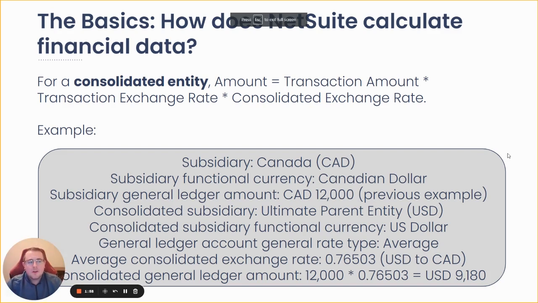So when it comes to a consolidated entity, NetSuite still takes the transaction amount and multiplies it by the transaction exchange rate. But it goes one step further and multiplies that number by the consolidated exchange rate. So taking our example one step further, we have a transaction entered into the system that is the equivalent of 12,000 Canadian dollars. But now we need to convert that back to US dollars because our consolidated entity has a functional currency of US dollars. Let's jump back into NetSuite and take a closer look.